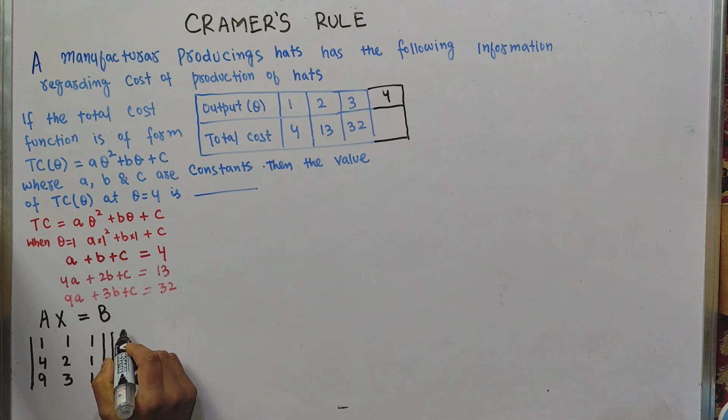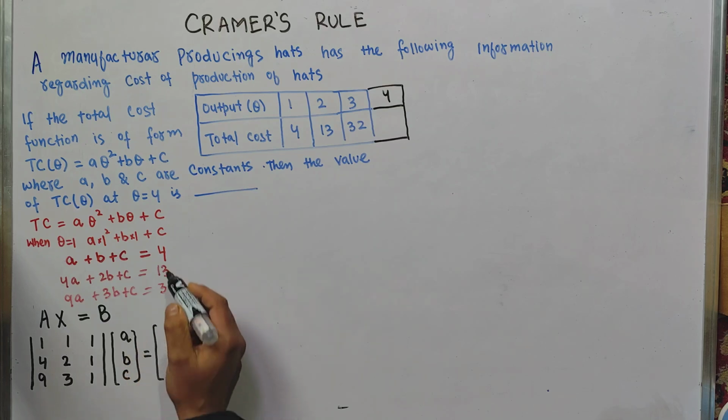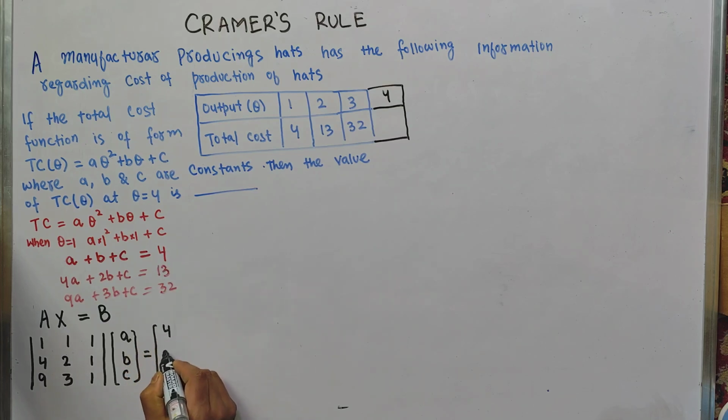What is x? x is the solution vector. That is, we want to find out the value of A, B and C. It should be equal to the vector of constant terms. What are the constant terms here? They are 4, 13 and 32. Okay, to find out the value of A, B and C, first we write the given system of equations in matrix form such that A into x is equal to B. A is the coefficient matrix, x is the solution vector and B is the vector of constant terms.